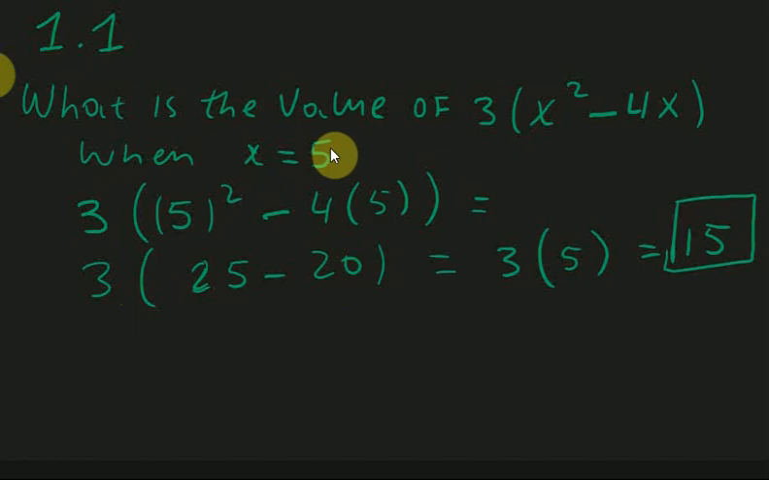So one at a time, plug in 5 where you see x. Here supposed to be x, we replace it with 5. Here supposed to be x, we replace it with a 5. Now we have to work inside. Inside here, 5 squared is 25, and 4 times 5 is 20. Now we subtract and we get 5. Finally we multiply. This is the pre-algebra order of operations.